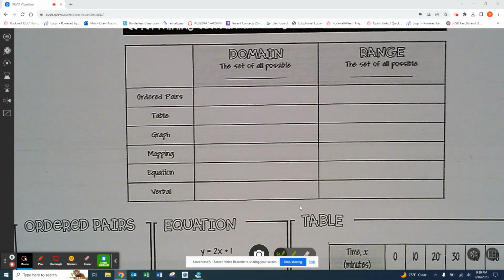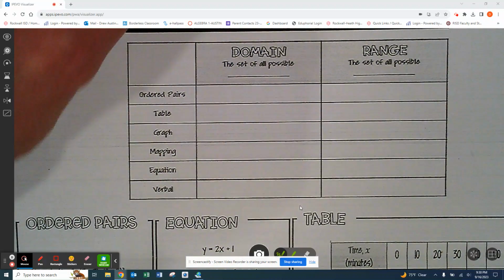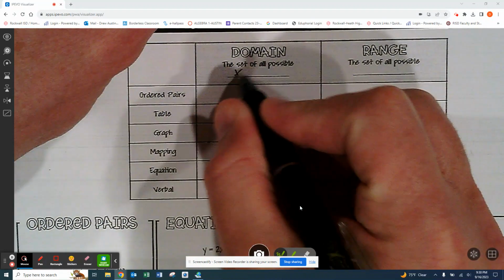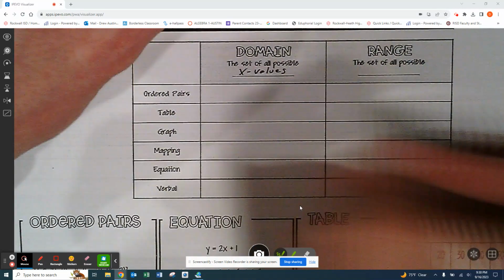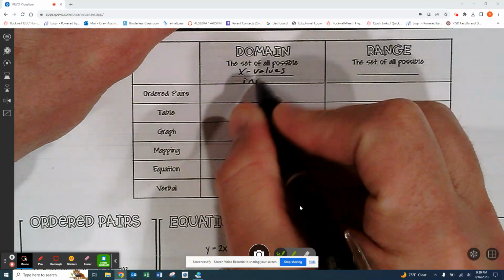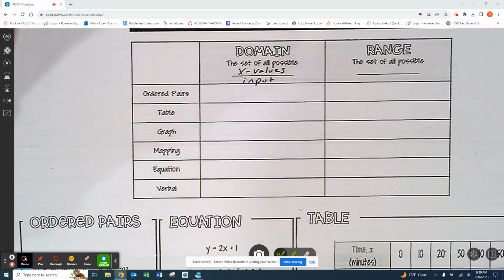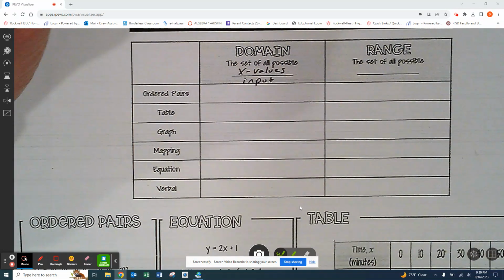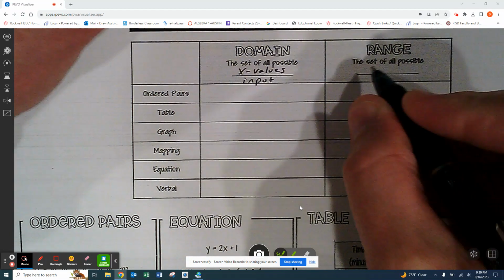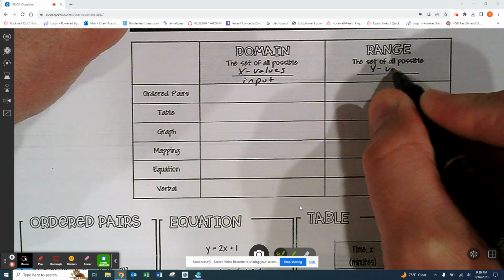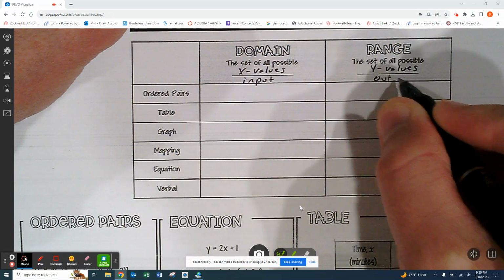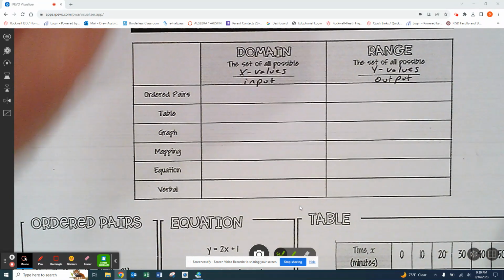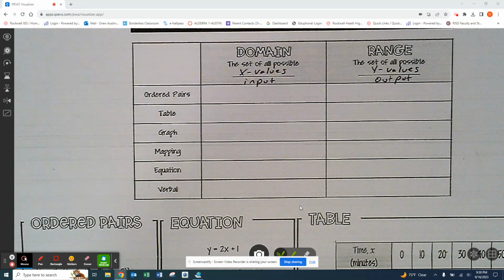So domain and range of any function is always the set of possible x values, also referred to as input or independent variables. The range is always the set of possible y values or output, and also known as our dependent variables.